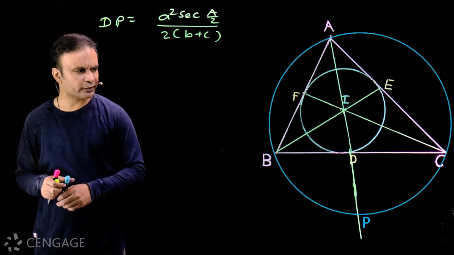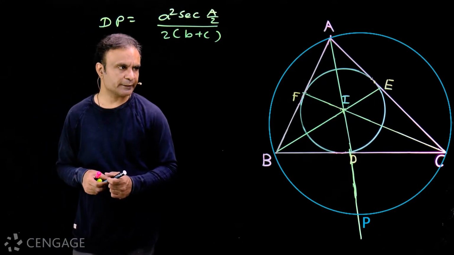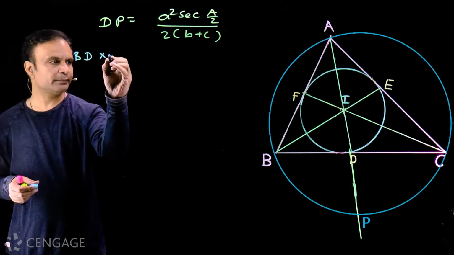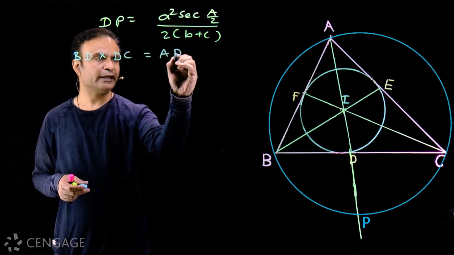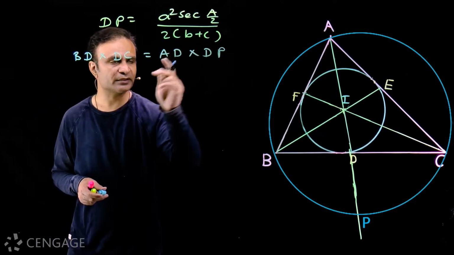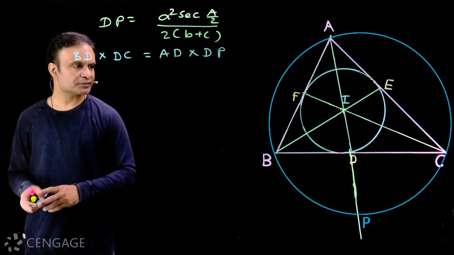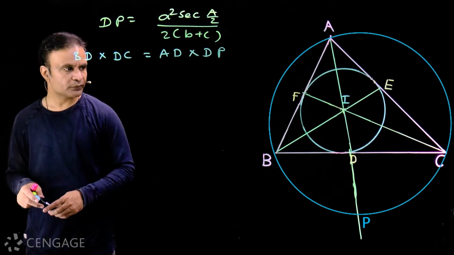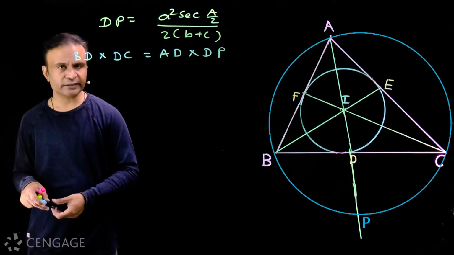That means here we can use the secant property of circle, that is BD multiplied by DC is equal to AD multiplied by DP. This is the secant property of circle. We have two secants passing through point D, BC and AP. So we have BD multiplied by DC is equal to AD multiplied by DP.